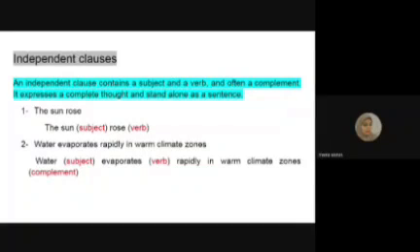There should be a subject and there should be a verb. In addition to that, the meaning should be complete. That's why we do not need to attach it to another clause. That's why we call it independent clause. It can stand alone. It doesn't need another clause to complete the meaning.